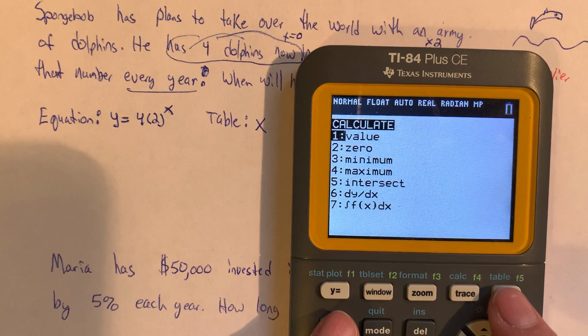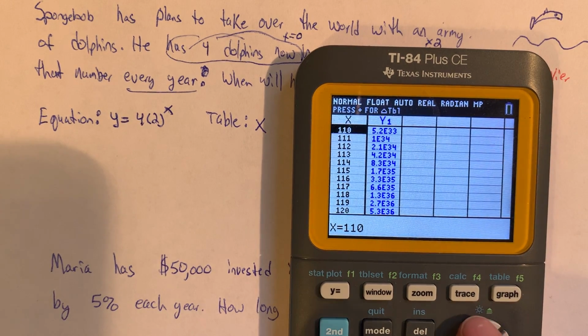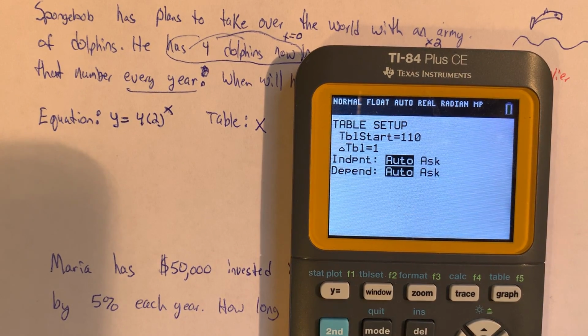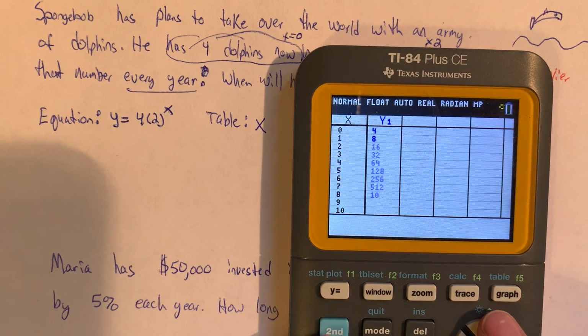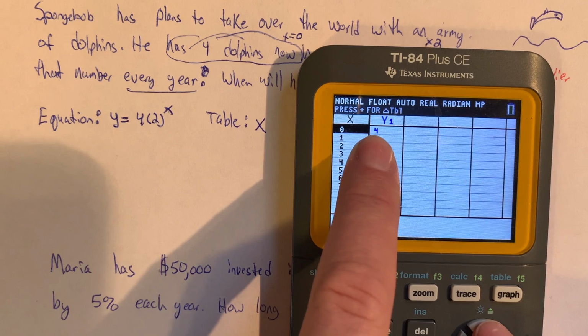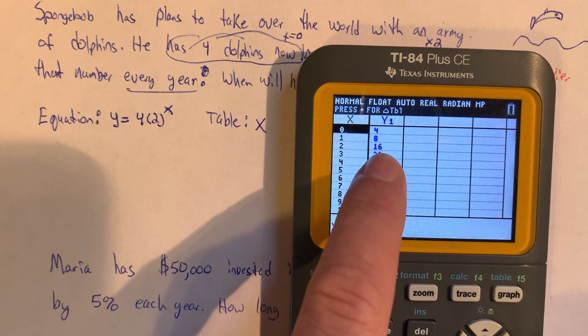Oops, sorry. The table button is right here. It says table. It's in blue, so we need to press the blue second button. And here is the table. Let's go to table start. We want to start at 0. Okay, so it starts at 4. We can see the y-intercept is 4. SpongeBob had 4 dolphins. Then he has 8 dolphins and 16 and 32.